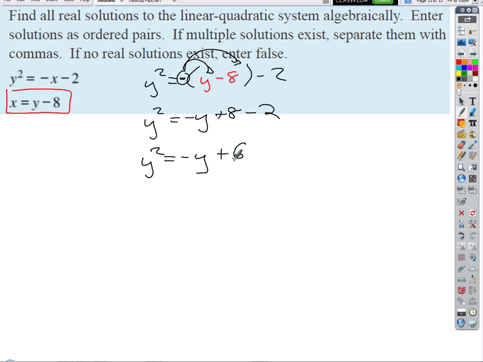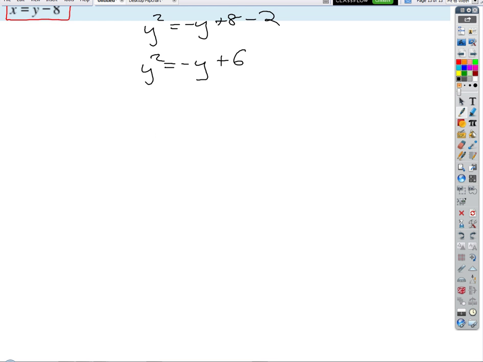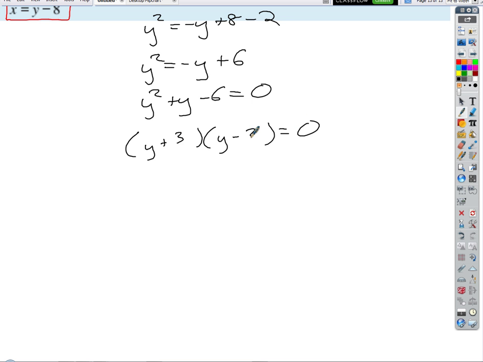Now what? What am I going to do? Yeah, put everything on the right on the left side, set it equal to 0. Good. So we get y squared, we'll add the y to the left, subtract the 6 to the left. Once again, we can solve this quadratic equation any way, but let's try magic numbers. Are there magic numbers that multiply to -6 and add to 1? 3 and -2? Good.